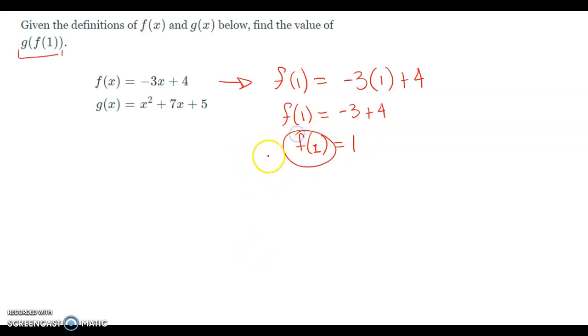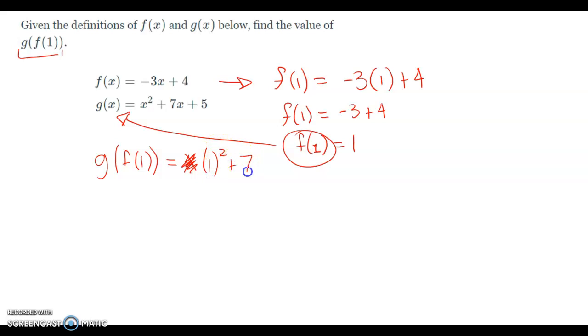Now I take this and plug it in here, because this gives me g of f of 1. Well, I know what f of 1 is. It's just 1. So whenever I see an x now, I plug in 1. So that is a 1 squared plus 7 times 1 plus 5. So 1 squared is 1, 7 times 1 is 7, plus 5. This becomes 12 plus 1, which is 13. So that means that g of f of 1 is 13.